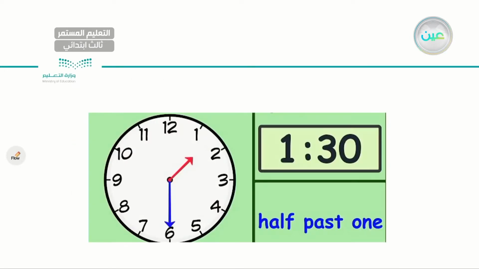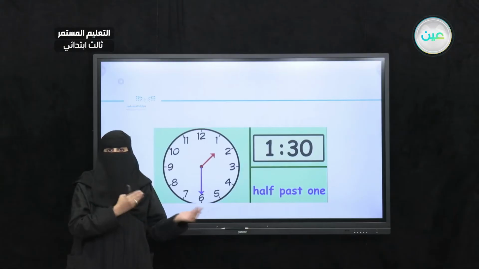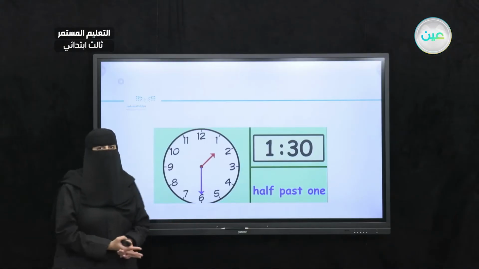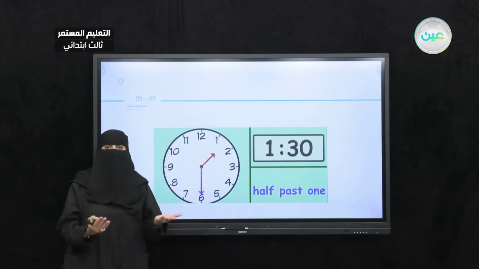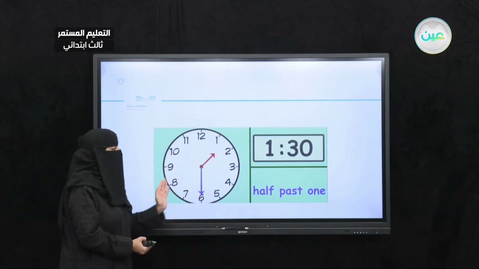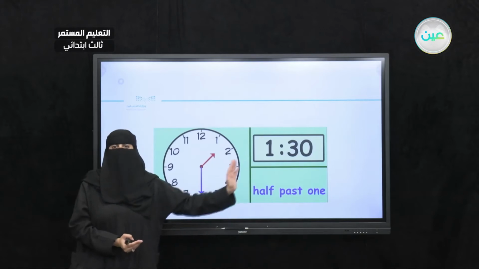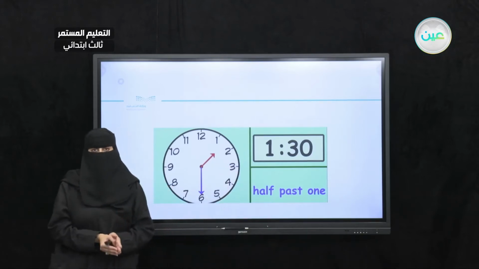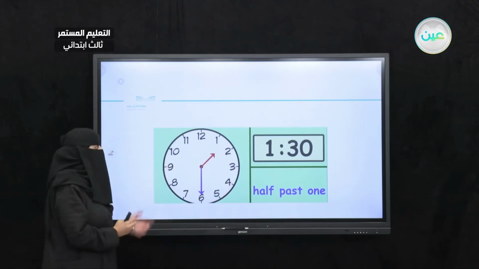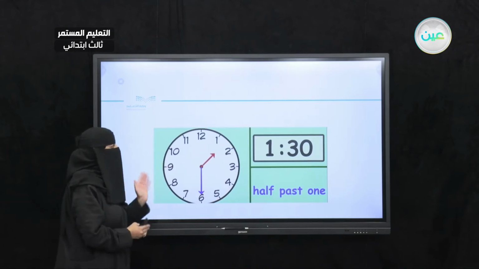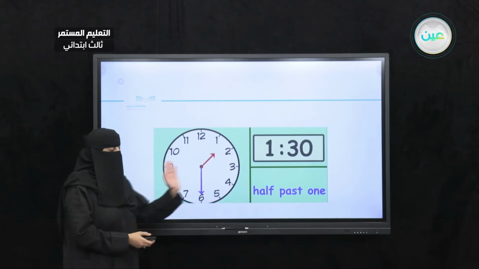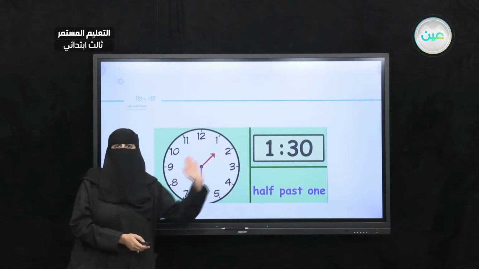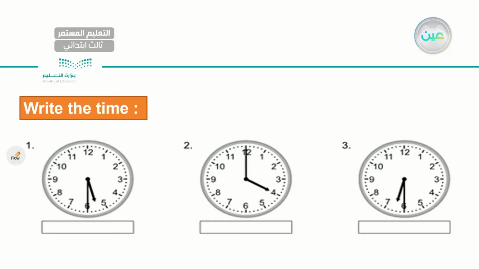Okay, so how about this one? If I ask you, my dear student, what time is it? You might answer by saying it's 1:30 or it is half past 1. Both answers are correct. So again, it's 1:30 or it is half past 1. Half past 1. Very good.